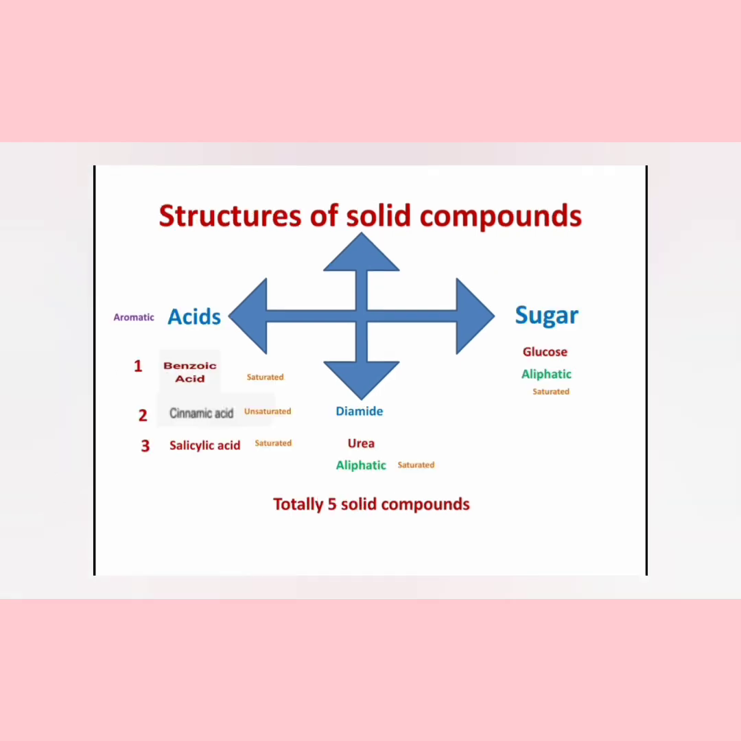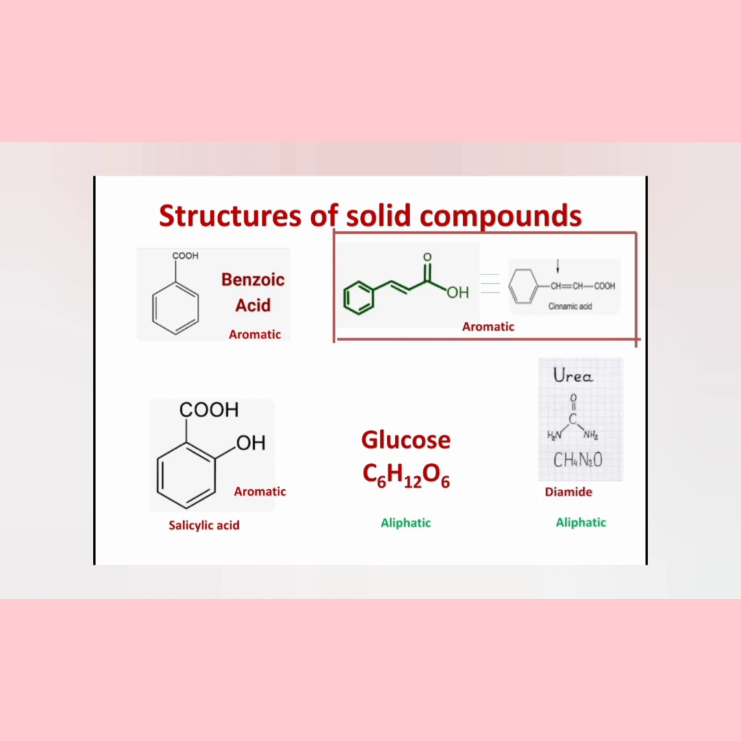When it comes to acids, the generally given acids prescribed in your book are benzoic acid, cinnamic acid and salicylic acid. Of these, as already told, all the 3 acids are aromatic and cinnamic acid is unsaturated, whereas benzoic and salicylic acid are saturated. When it comes to diamide, generally urea is given, which is aliphatic, and a reducing sugar, that is glucose, may be given, which is aliphatic. Urea and glucose are saturated. So these are the structures of the solid compounds.